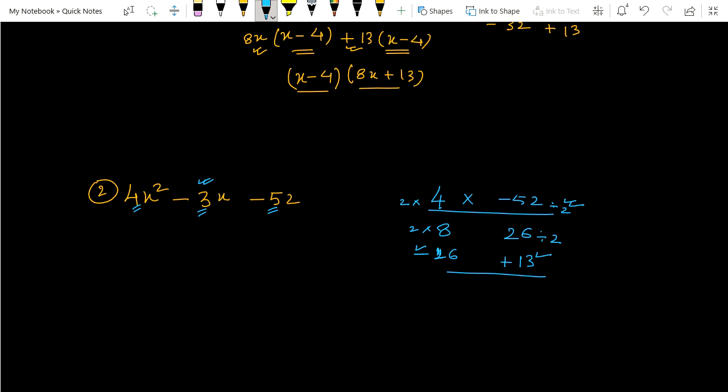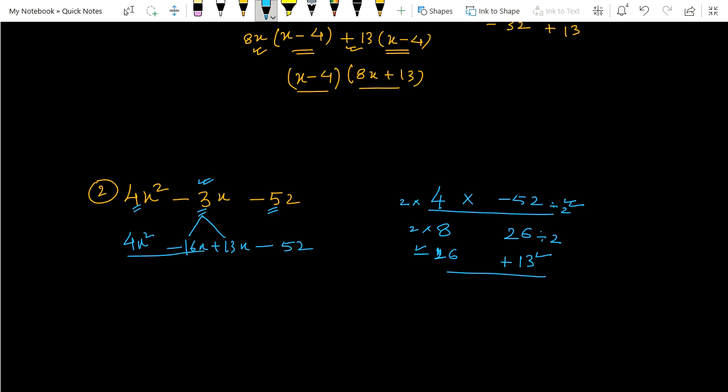So we can create here -16 and +13 as the splitting parts of -3x, that are -16x plus 13x, the splitting parts of -3x. 52 remained as it is and 4x square remained as it is.